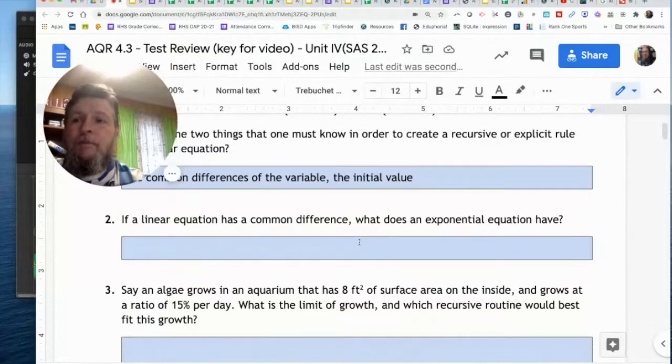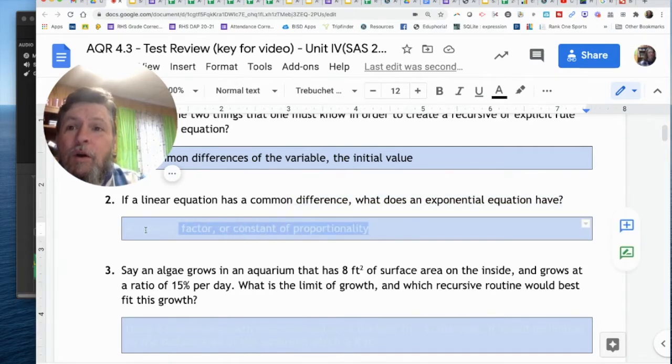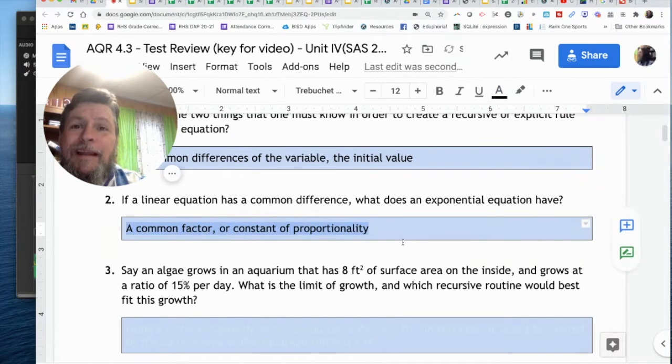All right, second question. If a linear equation has a common difference, what does an exponential equation have? Well, we're multiplying every value in the sequence after the initial value, so we have to know what the initial value is. Common differences change linearly. Common factors, or constants of proportionality, whatever you want to call them, are used to determine the next value in the sequence in an exponential equation, or when it comes to exponential equations and recursion.